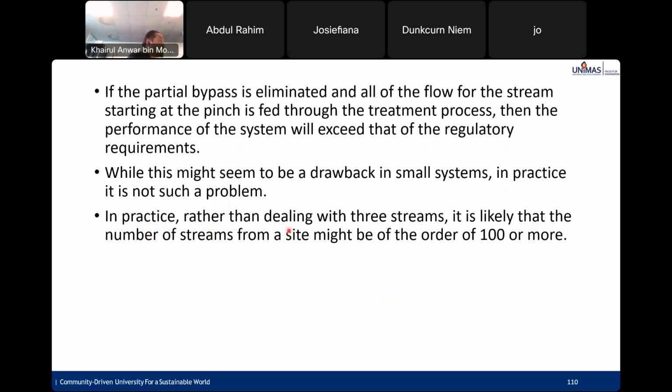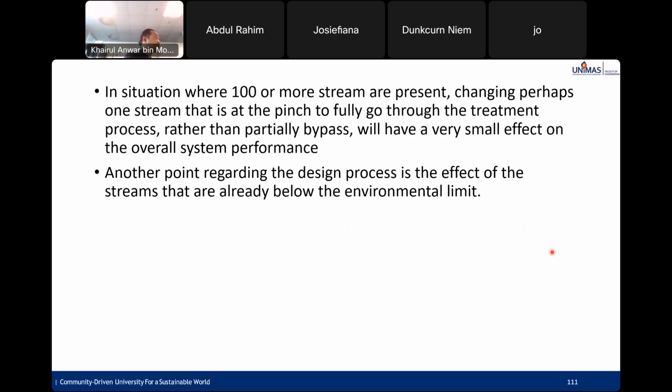In practice, rather than dealing with 3 streams, it is likely that the number of streams from a site might be of the order of 100 or more. In a situation where 100 or more streams are present, changing perhaps one stream that is at the pinch to fully go through the treatment process rather than partially bypass will have a very small effect on the overall system performance.